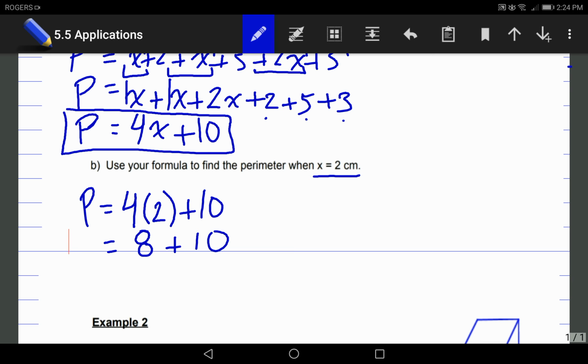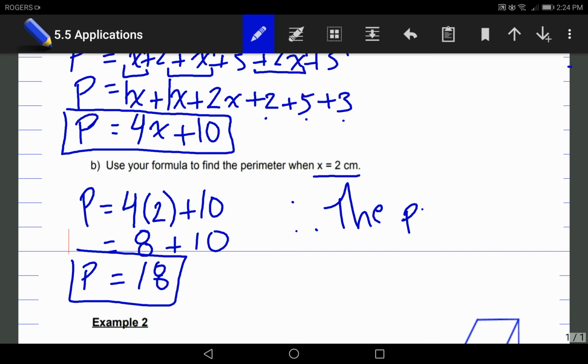Our final answer then, the perimeter is 18. And we should put a therefore statement. Okay, so therefore the perimeter is 18. And don't forget your units here, right? We're using centimeters. Don't forget that.